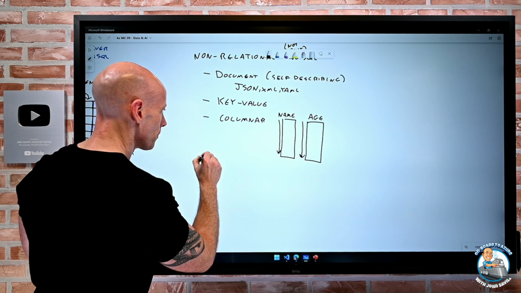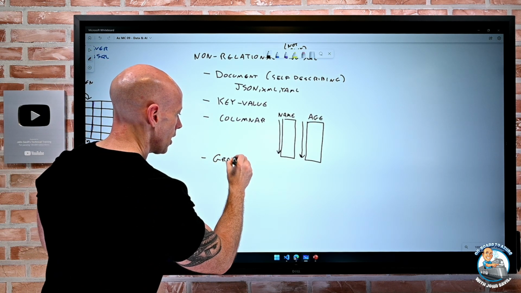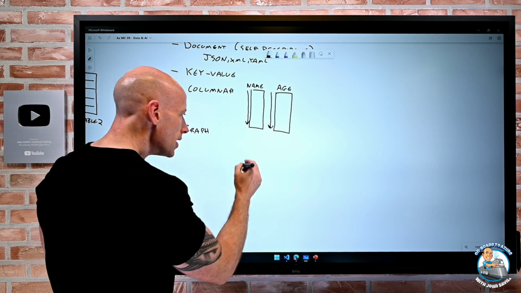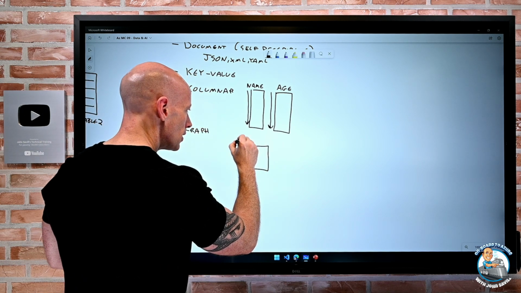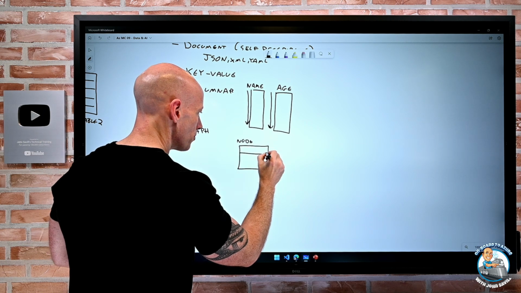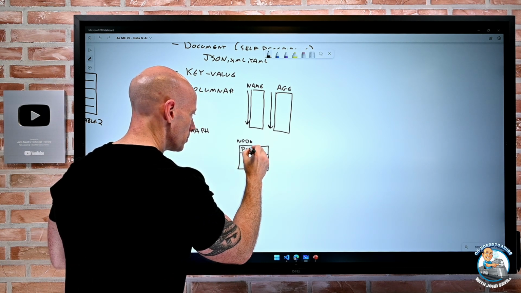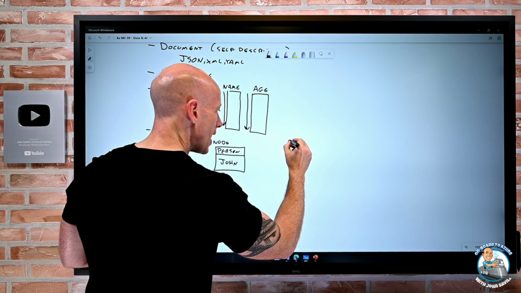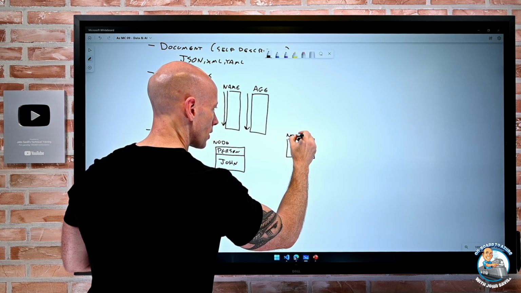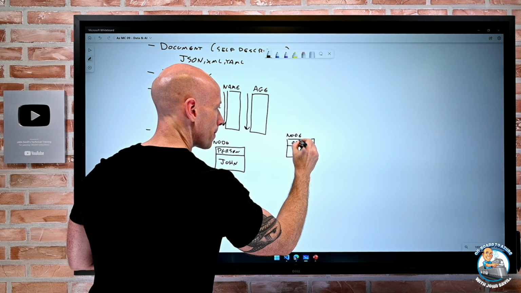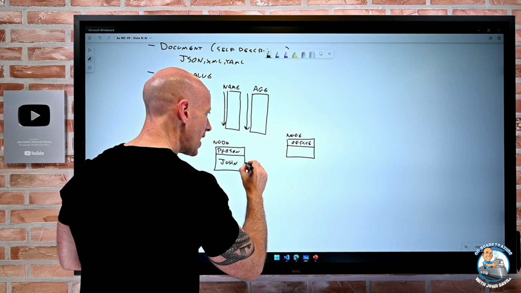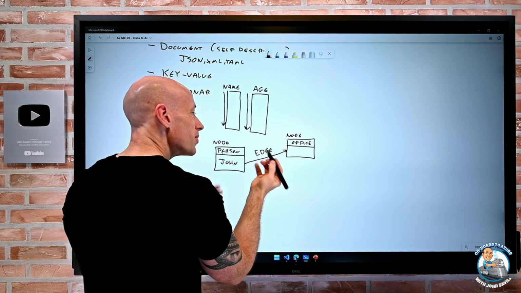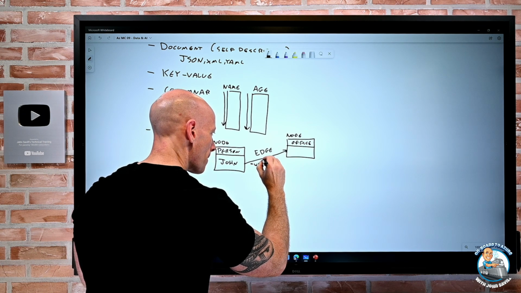And then we have graph. And the whole point of graph is it's describing relationships between things. So I would have multiple nodes. So I might have a node of type person. And this could be John. And then there could be another node. And maybe this is of type office. And then what I have is an edge, which is the relationship between them. So in this case, it might be works at.